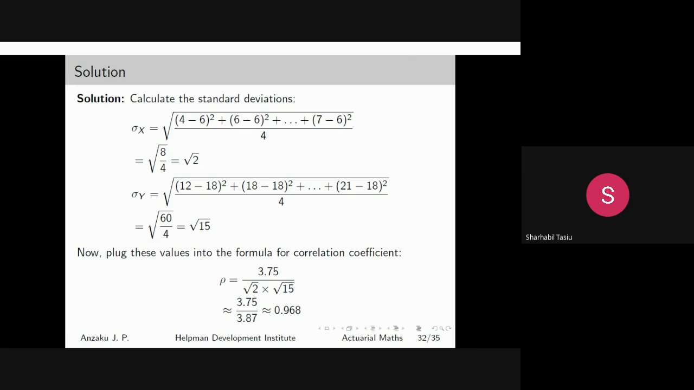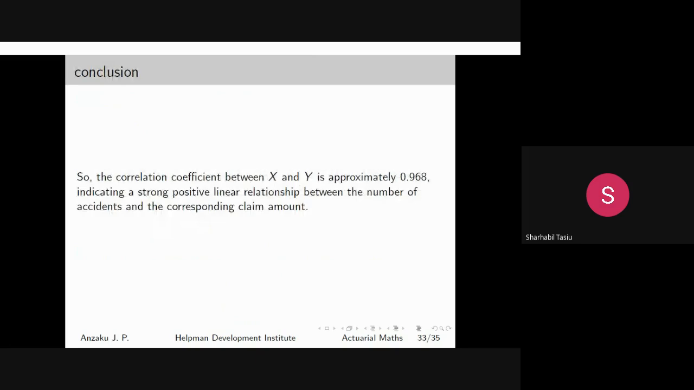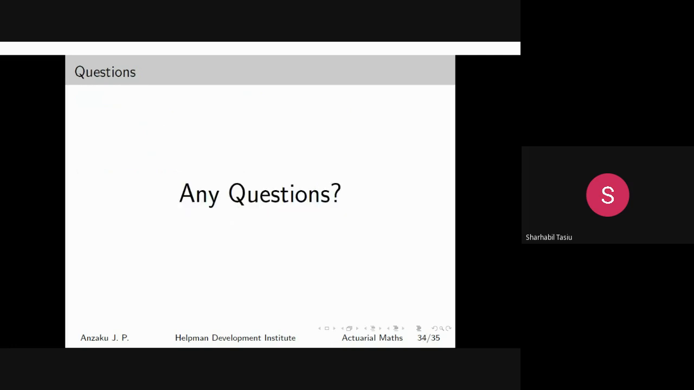So this one does not need much to interpret. We have 0.9, which is a strong positive. So the correlation coefficient between x and y is approximately 0.968 to three significant figures, indicating a strong positive linear relationship between the number of accidents and the corresponding claim amount. So we're done with today's class.